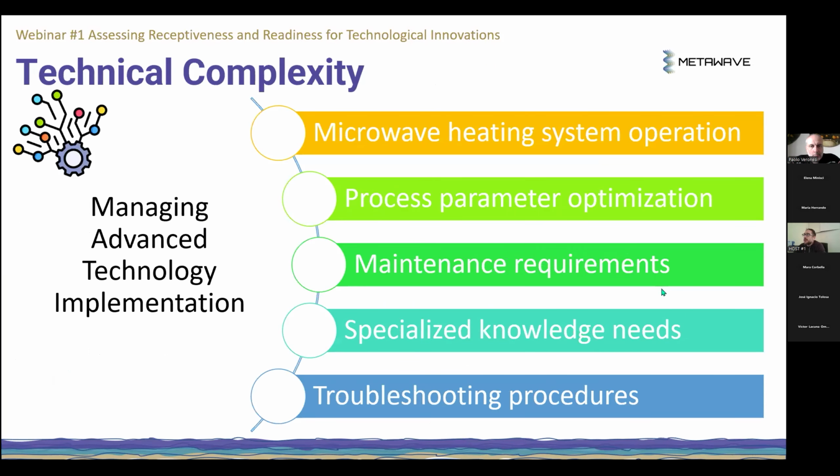The technical complexity refers to the new system being parameterized and optimized within the use of the existing industrial setting or domain, whether there will be troubleshooting procedures and the specialized knowledge needed among the personnel, or if there would be a need to hire someone that could specifically be involved within the new technology.